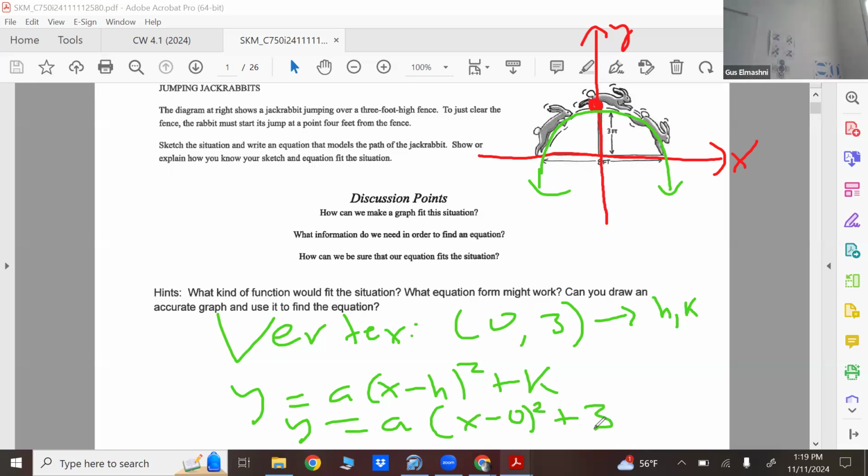The A value is not as obvious. We can't assume it's 1. Actually, we have to algebraically solve for A. How do you think I would algebraically solve for A in this case? What do you think I should do? What are some other points on the graph that I know for sure? Where is it? Negative 4 and where else?